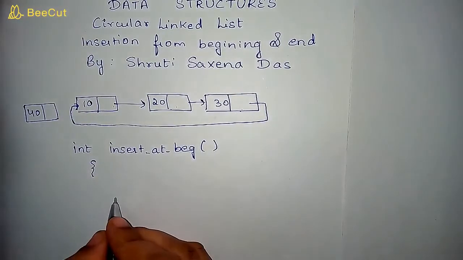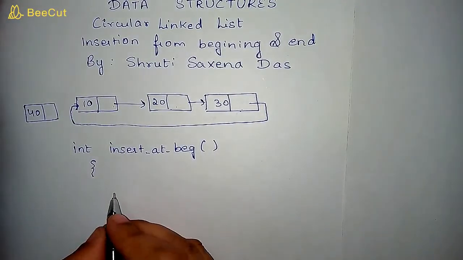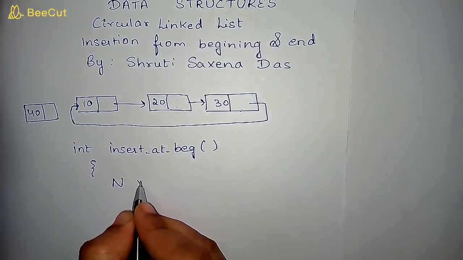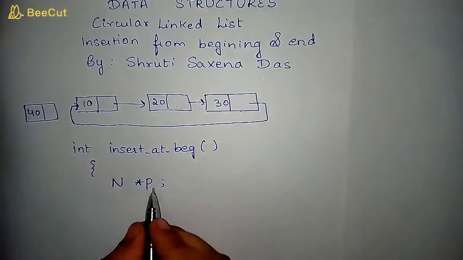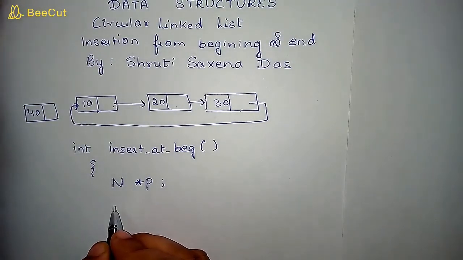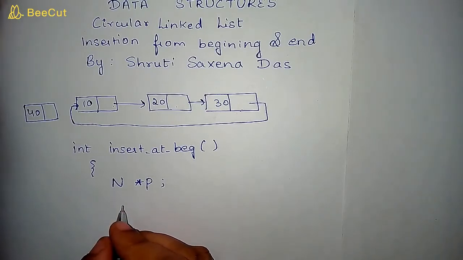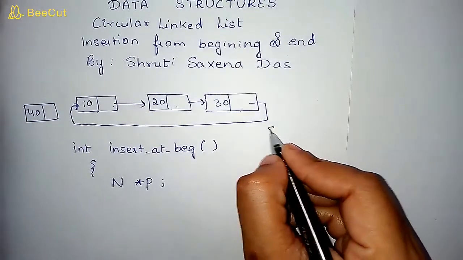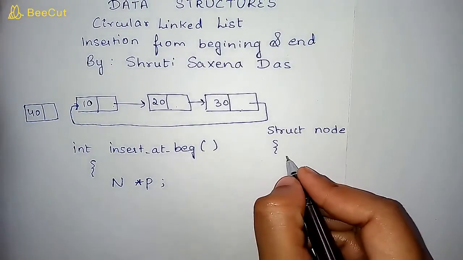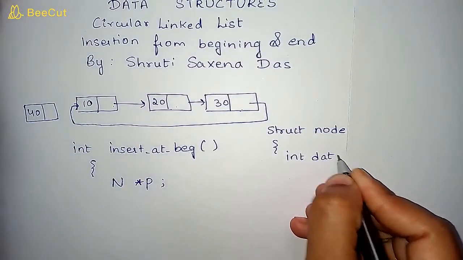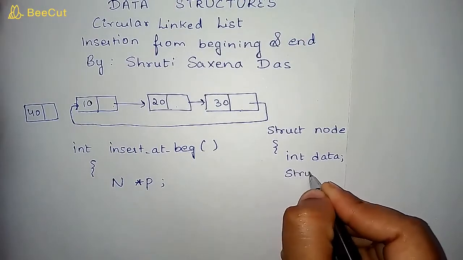Now I need to use the malloc function in order to give a memory location to this node. So I'll take p, and you must have created a structure for this. The structure will remain the same as we discussed in single linked list. You'll have one data field and one next field, and the second field will store the address of the next node.